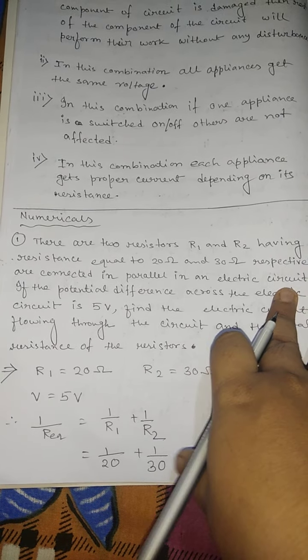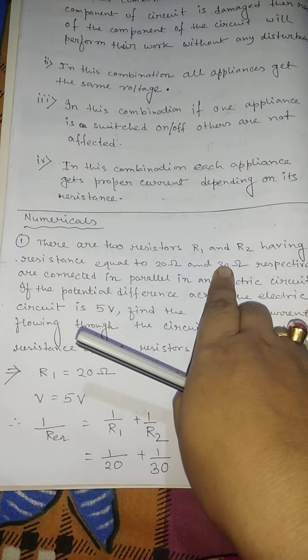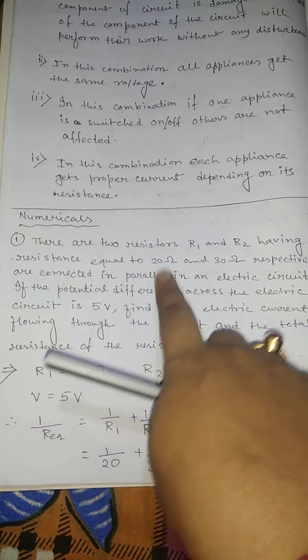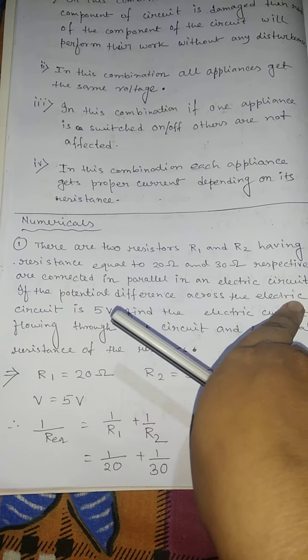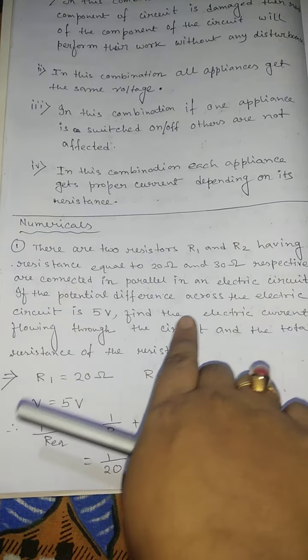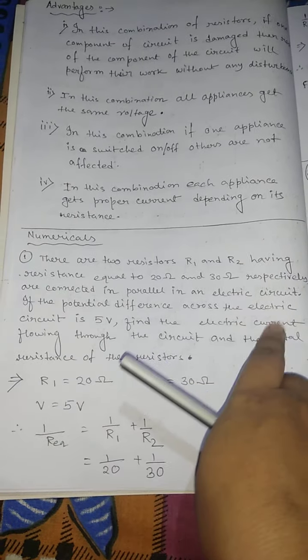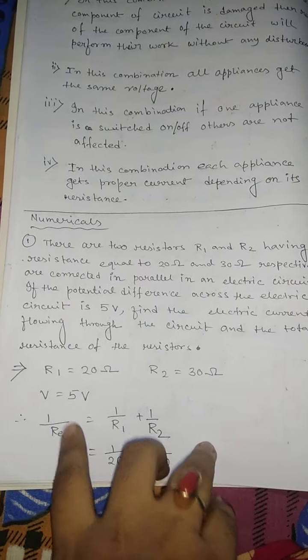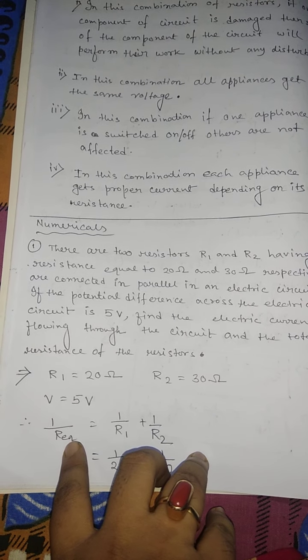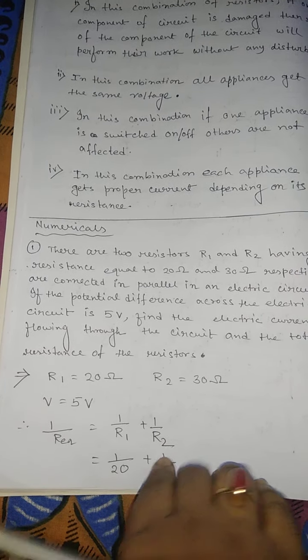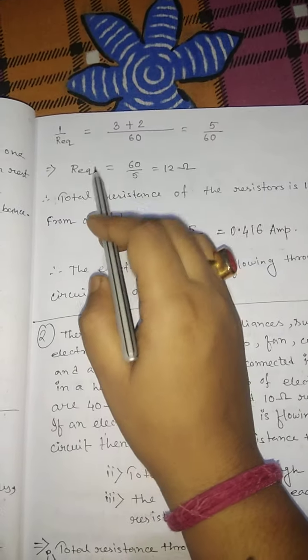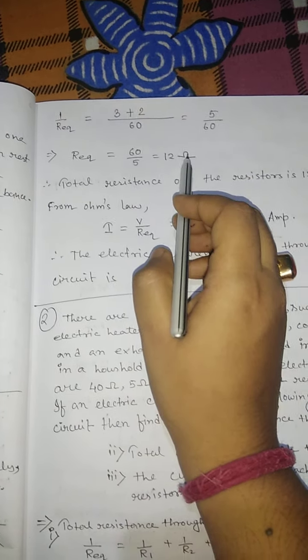So here two resistances are given, R1 and R2, 20 ohm and 30 ohm. They are connected in parallel across a potential difference of 5 volt. We find out the electric current through the circuit and the total resistance. Total resistance means equivalent resistance. So we know this is the formula for parallel combination. If we put the values, we get the total resistance, that is the equivalent resistance, 12 ohm.